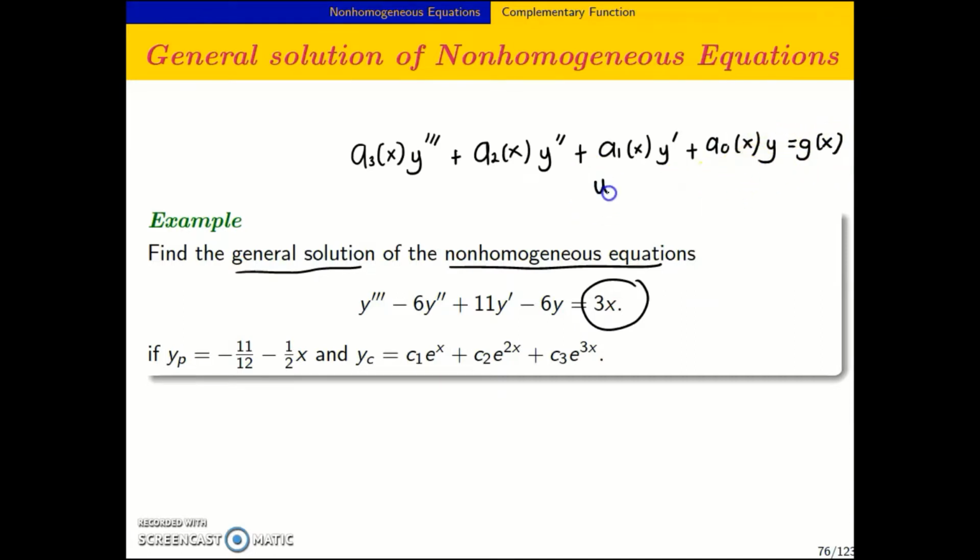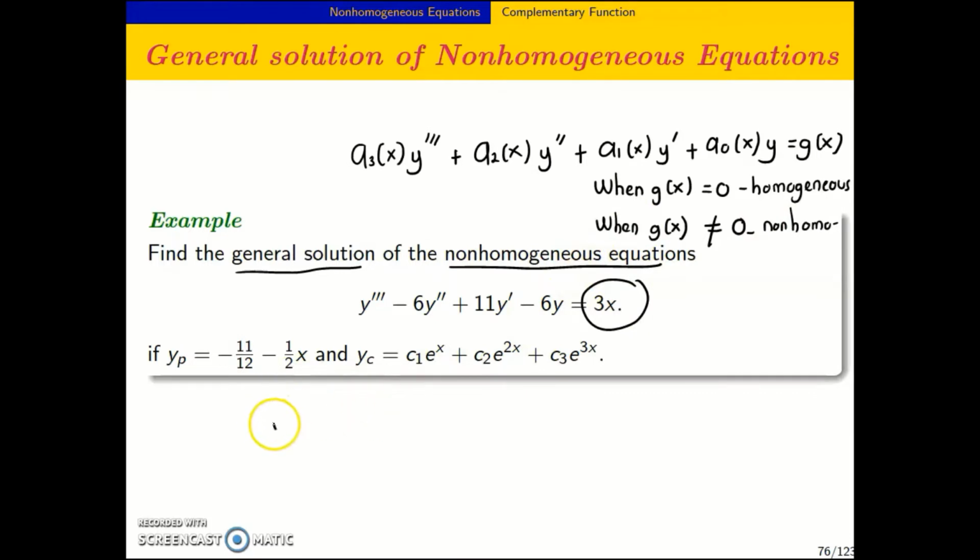When g(x) equals 0, we have a homogeneous equation. But when g(x) is not equal to 0, as in this example, we have a non-homogeneous equation. So this is how we want to solve.